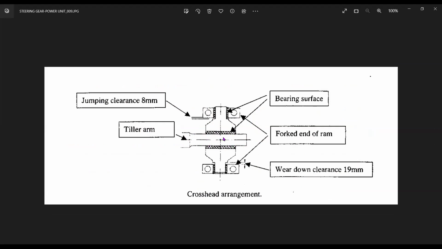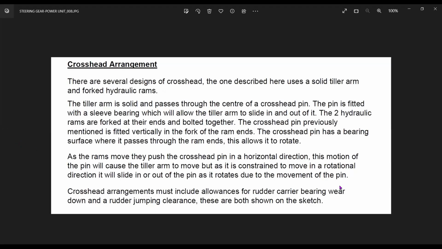The tiller will move in and out. Basically, when it is at the 35-degree starboard direction, this end of the tiller might be right at the end of this crosshead, and at the 35 port direction, again it will be at the end. In the neutral position, the protuberance of the tiller arm from this crosshead arrangement will be maximum at the center. Okay? Now, the crosshead will move out of the pin, and the crosshead arrangement must include allowances for rudder carrier bearing wear down and the rudder jumping gear. These are both shown in the sketch.